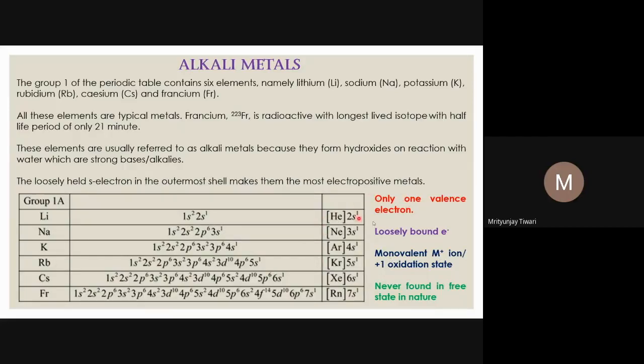And what we have overall observed is that only one valence electron is there. So the outermost shell has only one electron.